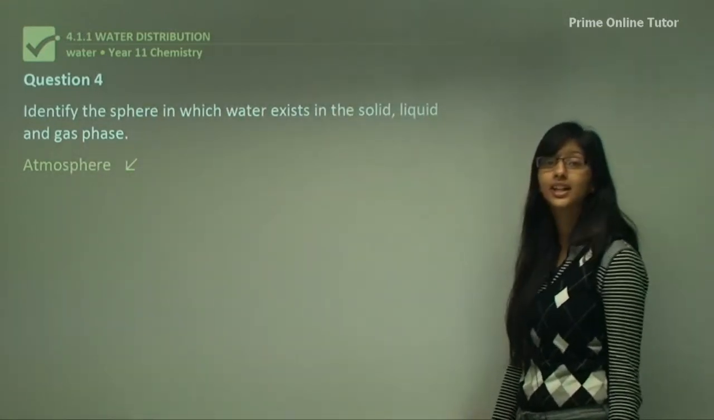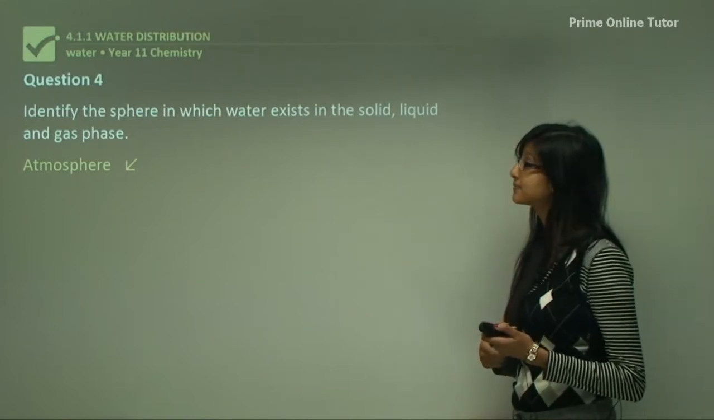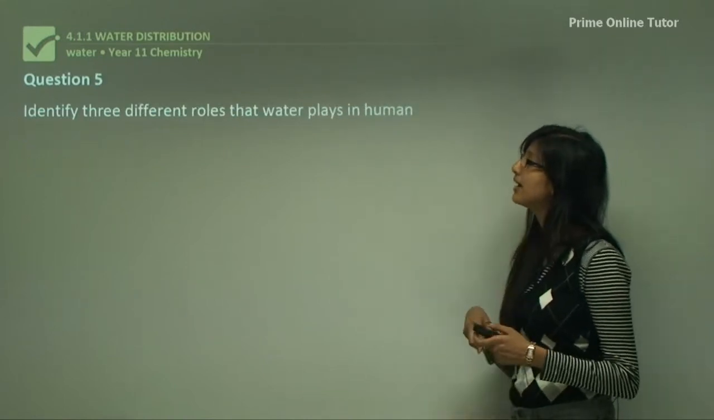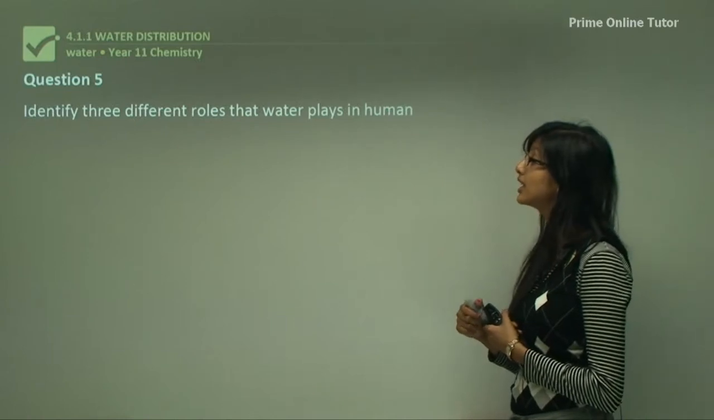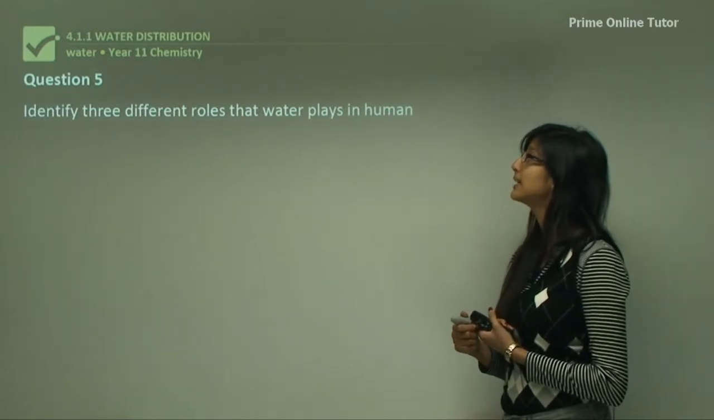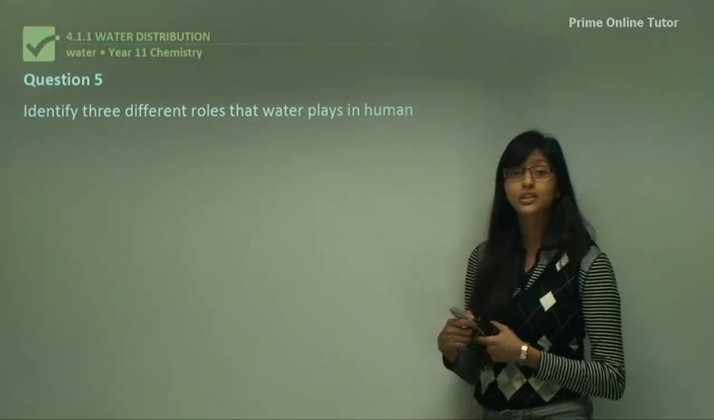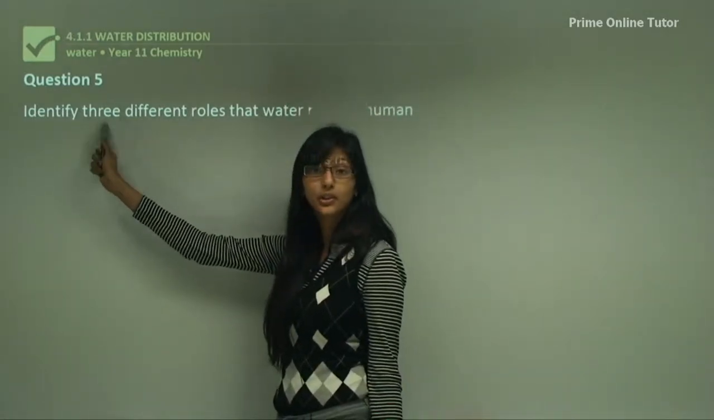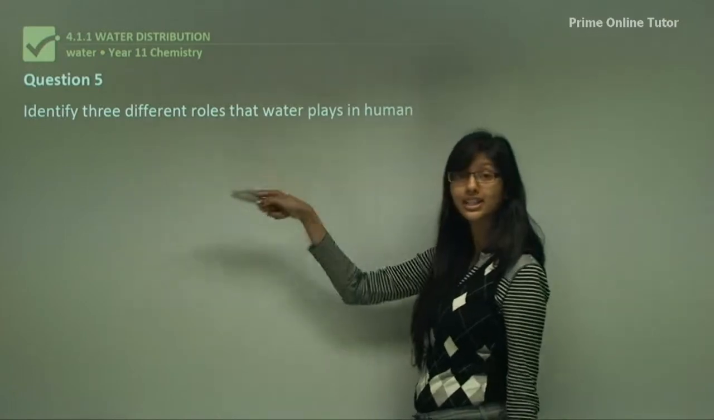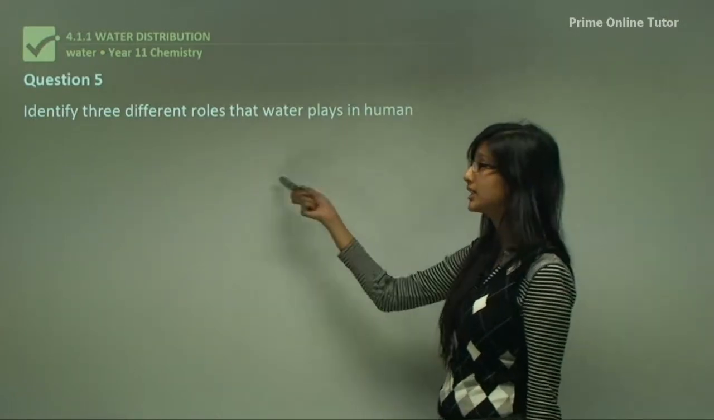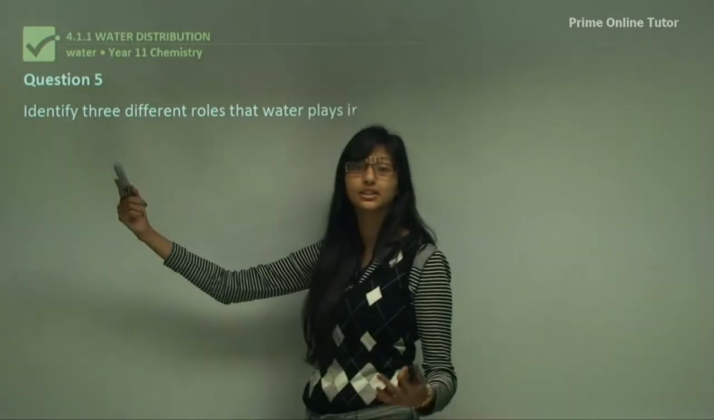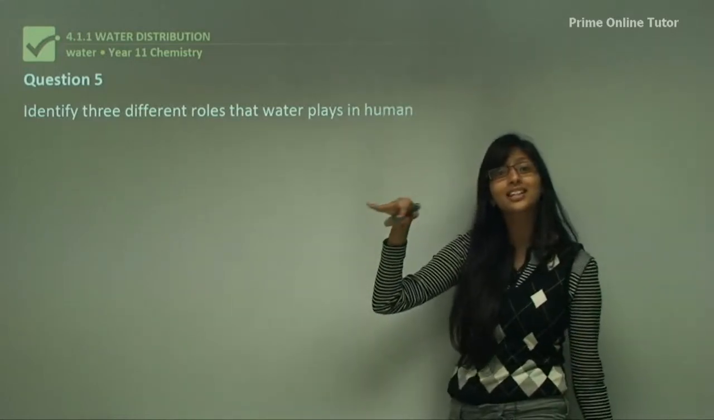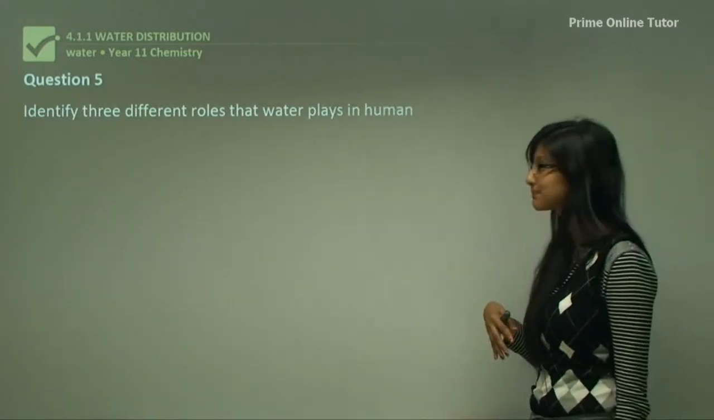Now let's look at our last question, question 5. Question 5 tells us to identify 3 different roles that water plays in humans. So make sure you know that it's asking for 3 roles. You have to mention 3 different things, and also it tells you to identify, which means you do not need to describe, you just need to list the 3 different points.